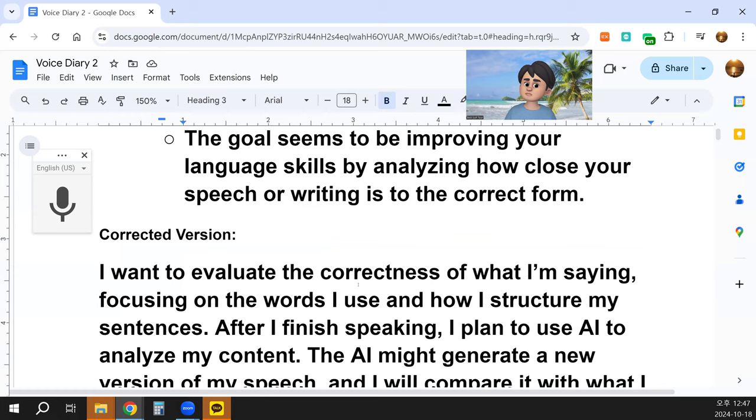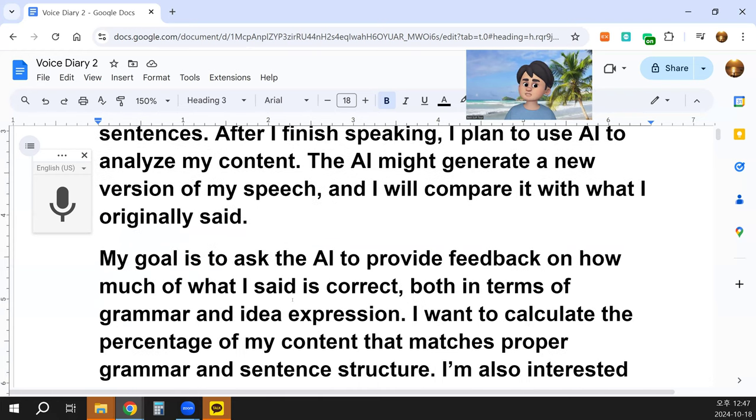The goal seems to be improving your language skills by analyzing how close your speech or writing is to the correct form. Corrected version. I want to evaluate the correctness of what I am saying, focusing on the words I use and how I structure my sentences. After I finish speaking, I plan to use AI to analyze my content. The AI might generate a new version of my speech, and I will compare it with what I originally said. My goal is to ask the AI to provide feedback on how much of what I said is correct, both in terms of grammar and in idea expression.